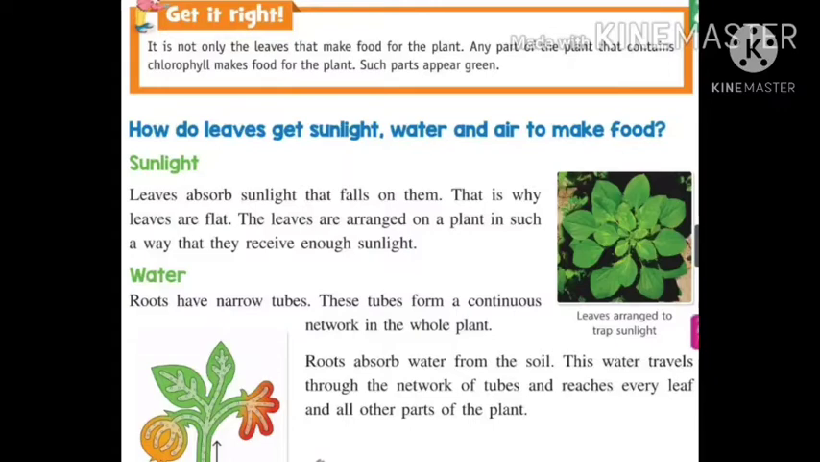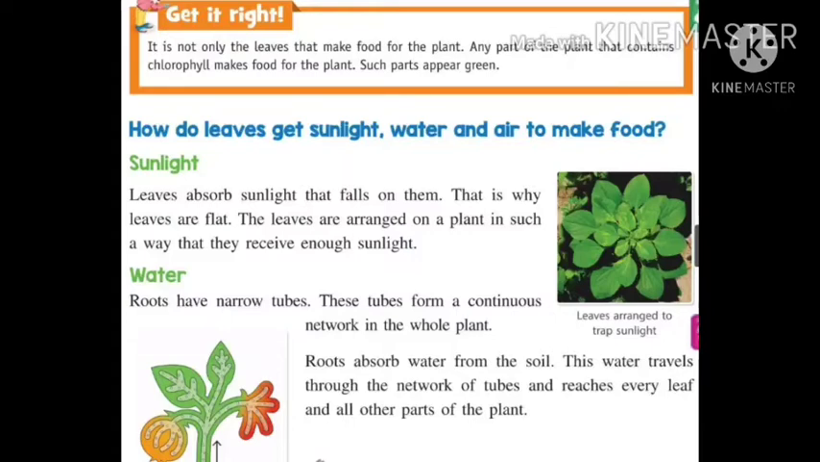Okay, now let's talk about our next subtopic, that is, how do leaves get sunlight, water and air to make food. Sunlight. Leaves absorb sunlight that falls on them. That is why leaves are flat. The leaves are arranged on a plant in such a way that they receive enough sunlight. Did you observe a plant? The leaves are flat. Why are they flat? To get more and enough sunlight, so they can make their food easily.